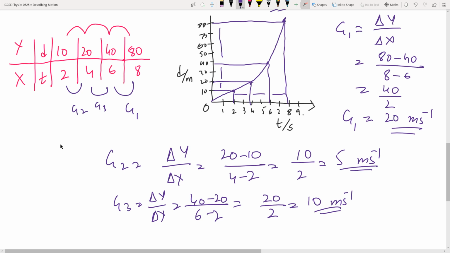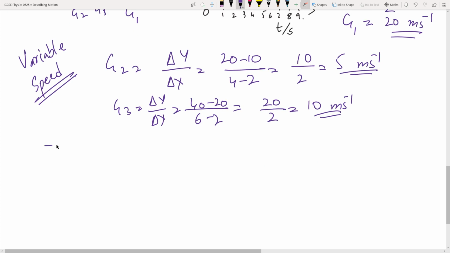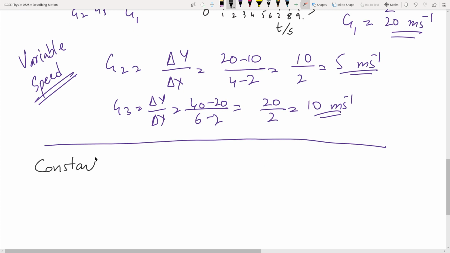So this is what we call variable speed. That means the speed is changing over time. So let's now define speed. Now we're going to define what speed is. So first let's define constant speed. So what is constant speed?